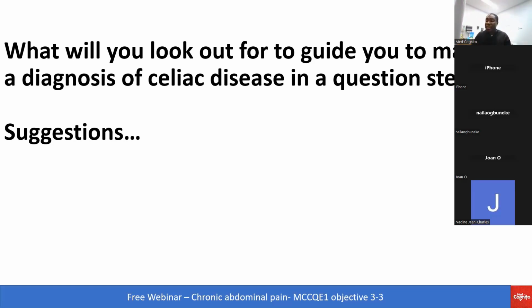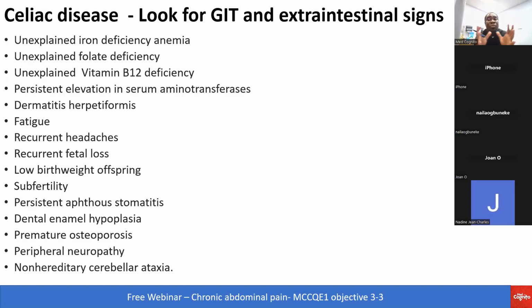That's what I wanted to hear, because a board exam is a board exam. So what are extra-intestinal manifestations of celiac disease? That's dermatitis herpetiformis. And I hope you'll be able to pick up a case of dermatitis herpetiformis if you see it. I'll show you a picture. So, how will you be able to pick up celiac disease?